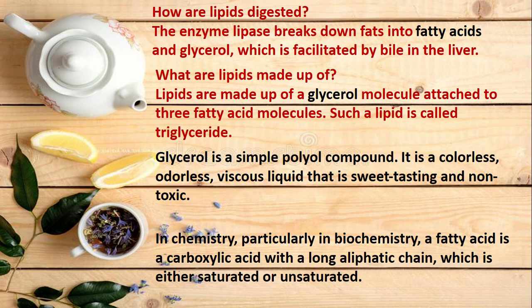What are lipids made up of? Lipids are made up of a glycerol molecule attached to 3 fatty acid molecules. Such a lipid is called a triglyceride. So what is glycerol? Glycerol is a simple polyol compound. It is a colorless, odorless, viscous liquid that is sweet tasting and non-toxic. What is fatty acid? In chemistry, particularly in biochemistry, a fatty acid is a carboxylic acid with a long aliphatic chain which is either saturated or unsaturated.